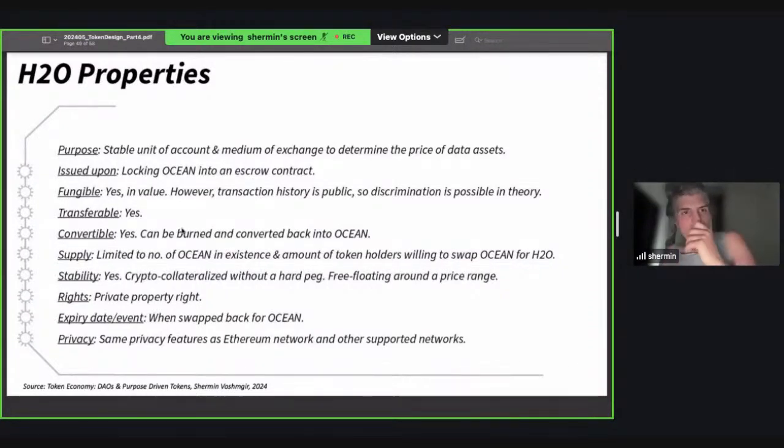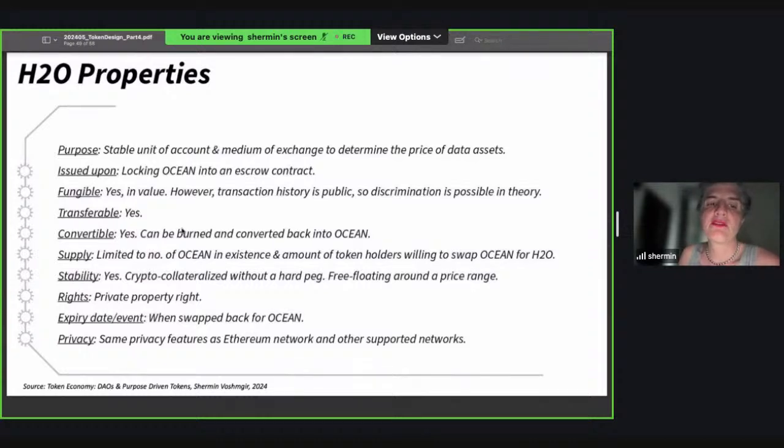Voshn is the last one, but before we get to Voshn, we discussed the Ocean tokens. Ocean tokens did not come with an inbuilt stability function. Eventually, I don't recall exactly now, but H2O was designed to provide a native stable token for the Ocean protocol system. It's a stable unit. The purpose is to be a stable unit of account and medium of exchange to determine the price of data assets. It is issued upon locking Ocean into an escrow contract.